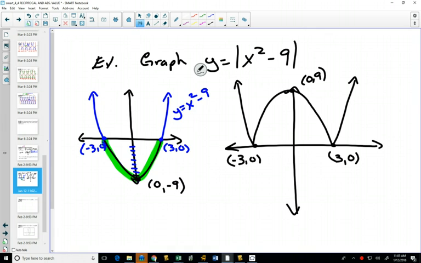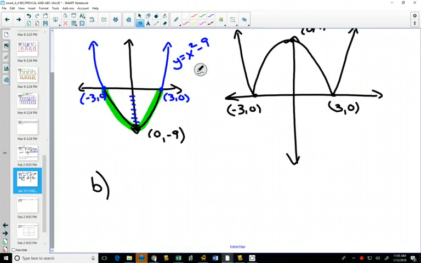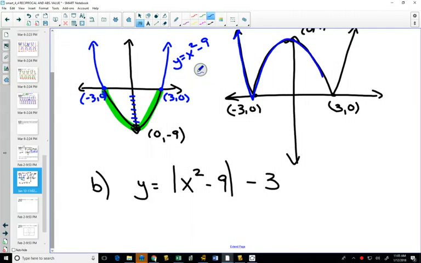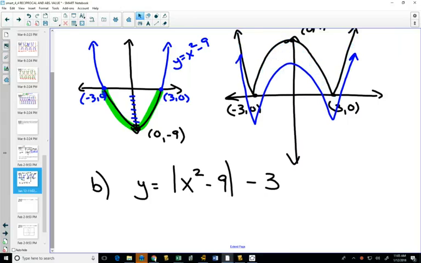As a part B, sometimes we've seen questions where I could have the absolute value of x squared minus 9, and then subtract 3 at the end of it. What would that do to our graph? It would move this graph here. I'll highlight it over top in blue. That's the graph of that absolute value. This minus 3 would move it 1, 2, 3 down. Okay?